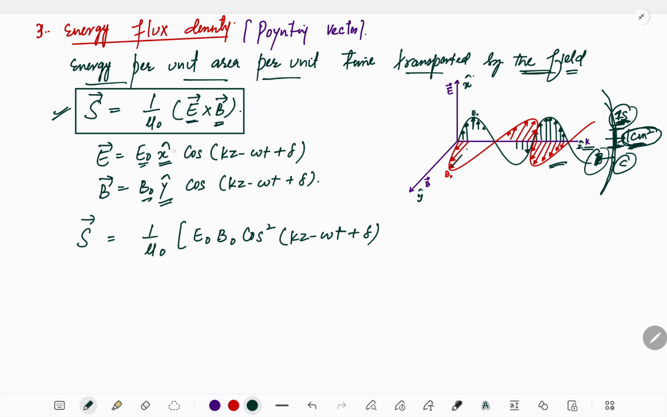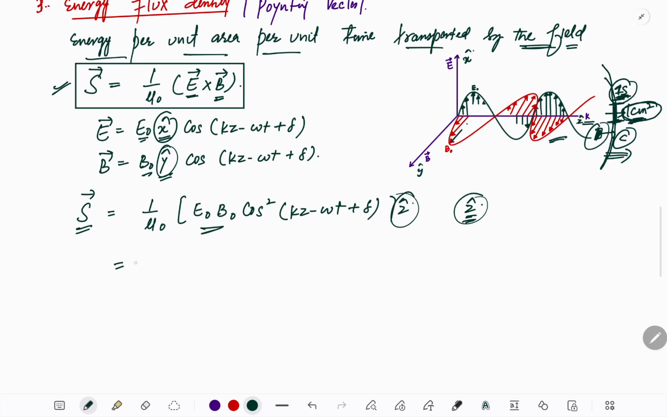Obviously, if you solve this x cross y, that gives z cap. So the Poynting vector has the direction of propagation, which is z cap. I'm not interested in z cap right now, but in this other part. That gives me 1 over mu 0 E naught B naught cos square of kz minus omega t plus delta. This is the magnitude of the Poynting vector.